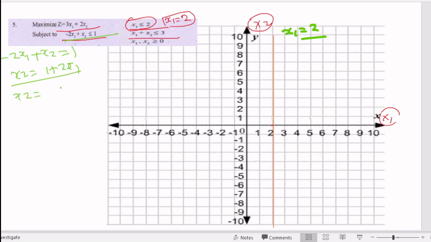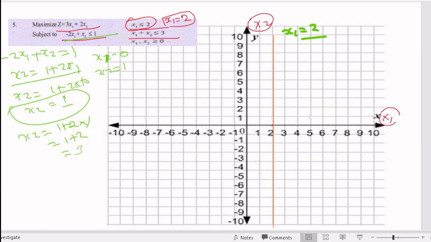Let's substitute x1 equal to 0: 1 plus 2 into 0, so x2 is 1. It means when x1 is 0, x2 is 1. Suppose I substitute x1 equal to 1: 1 plus 2 into 1, 1 plus 2, that is 3. So when x1 is 1, x2 is 3. You can find these points on the graph. x1 is 0 and x2 is 1 is this point, and x1 is 1 and x2 is 3 is this point. Now draw this line also, and put the name of the line as per the equation: minus 2x1 plus x2 equal to 1.